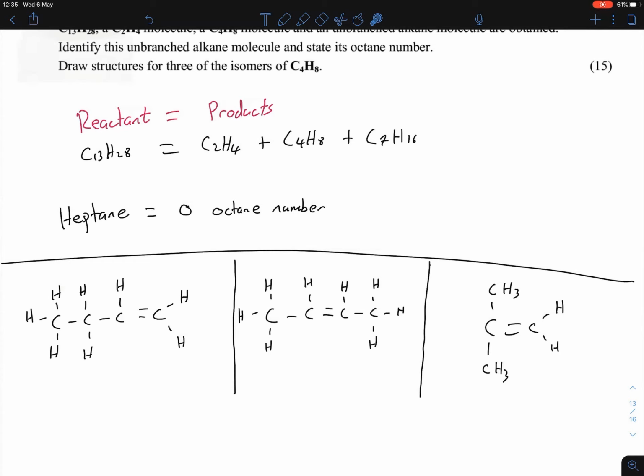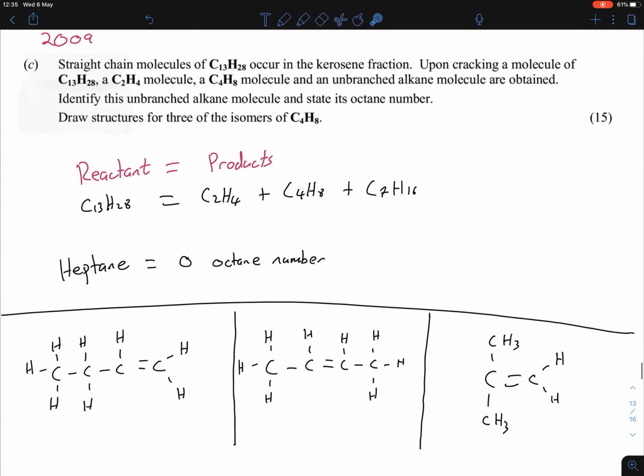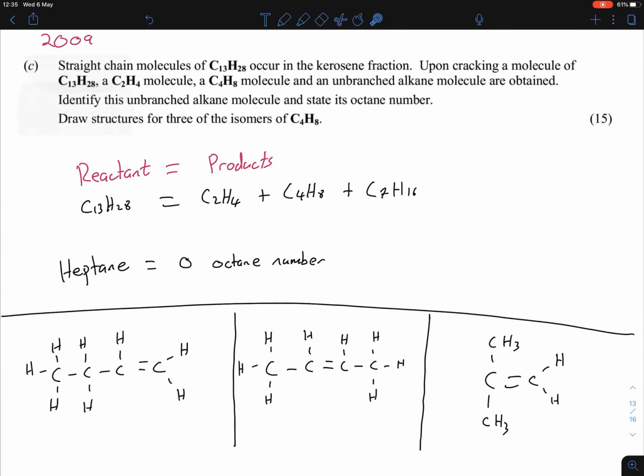But let's just count out the number of carbons, 1, 2, 3, 4. Hydrogens: 3 plus 2 is 5, 5 plus 3 is 8. And we have 8 over here. So that's actually right. Okay, we can leave it at that. That was a very tough one though, to be fair. 2009, yeah, it's going back a while now. It's been a long time since you've got something like this one.